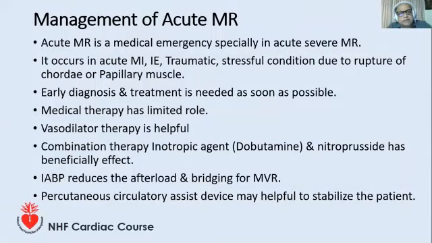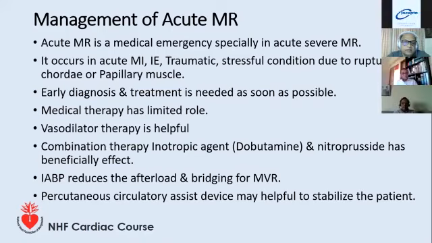Acute mitral regurgitation is always a medical emergency, especially in acute severe MI. It occurs in most patients with acute myocardial infarction, infective endocarditis, trauma, or other stressful conditions where the chordae or papillary muscles are dysfunctional. Regarding treatment, early diagnosis and treatment are needed as soon as possible.